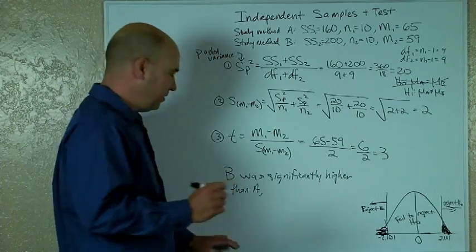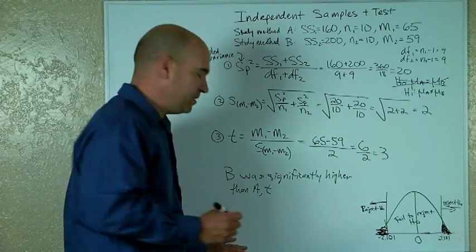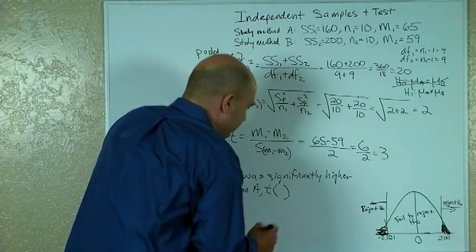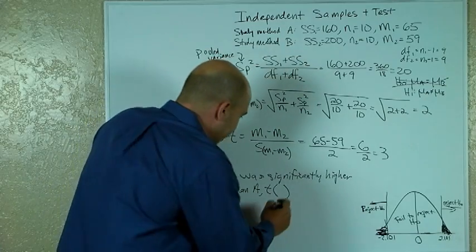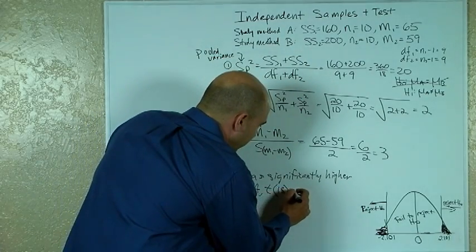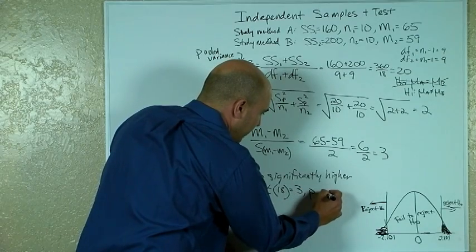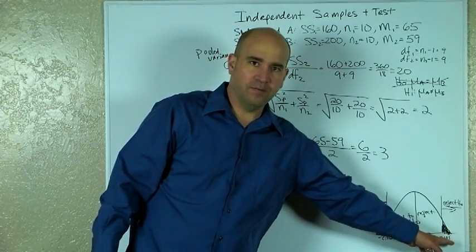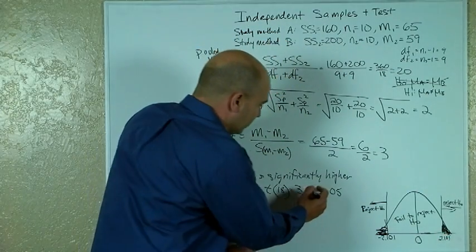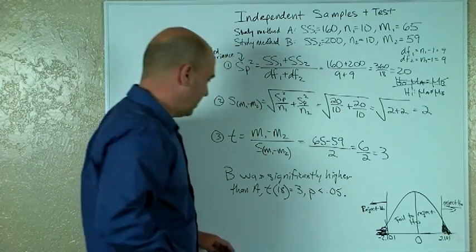For APA format, we're going to have t, the test that we used. Then next we put degrees of freedom in parentheses. And our degrees of freedom, if you recall from part 1 of the video, was 18. Our t value is equal to 3. And then we have p, and we had an alpha of 0.05. Since we rejected the null, this p is less than 0.05. So this is our statement for the write-up.